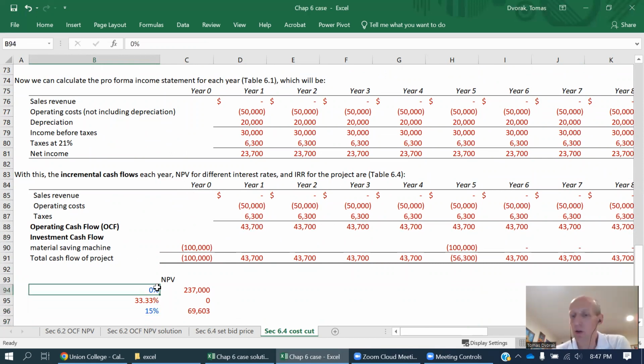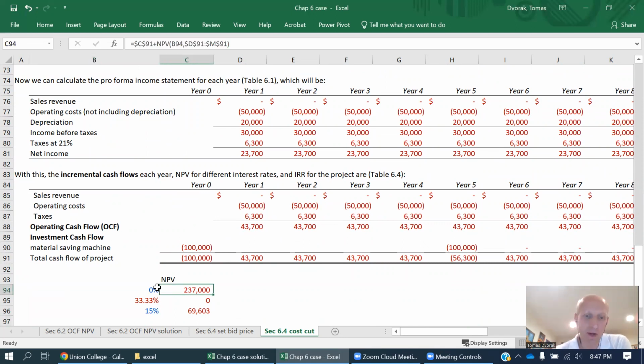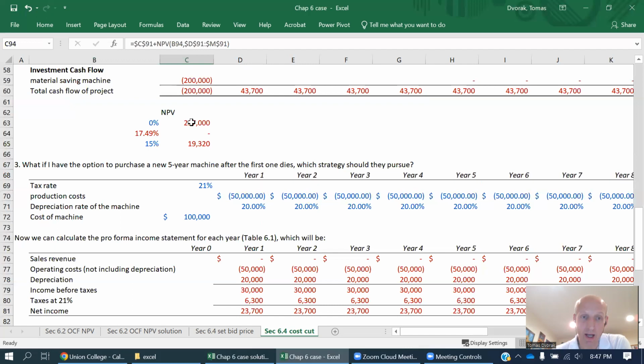If there's no time value of money, then the net present value of 2 times 5-year machine is $237,000, which is the same as the value of a $200,000 10-year machine. So if the timing of cash flow does not matter, then we're really indifferent whether we buy 1 10-year machine or 2 5-year machines.